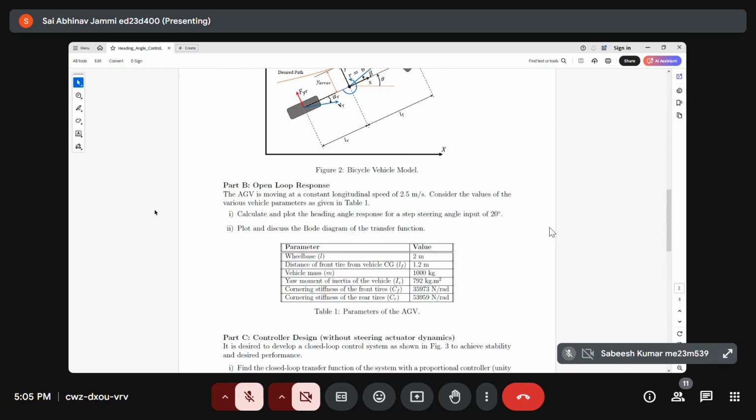So here the question says first plot the heading angle response. Without putting any controllers, we just want to see how the system is responding. So we'll plot the step response for a 20-degree angle input, and the second part is not required. You don't have to do the Bode diagram.